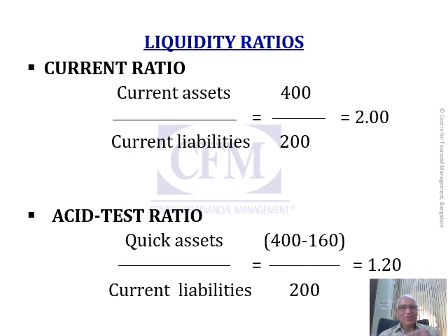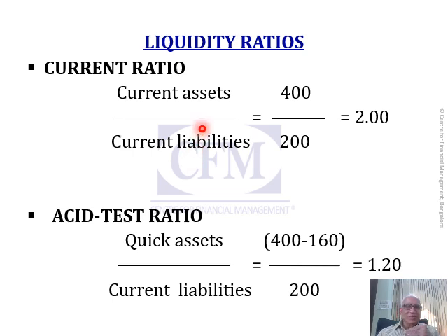Liquidity ratios reflect short-term solvency of the firm. The two most popular liquidity ratios are current ratio and asset test ratio. Current ratio is defined as current assets divided by current liabilities. Current assets are assets which get converted into cash during the operating cycle of the firm or 1 year. Current liabilities are liabilities which are expected to mature in the next 12 months. Current assets provide the sinews for meeting current liabilities.